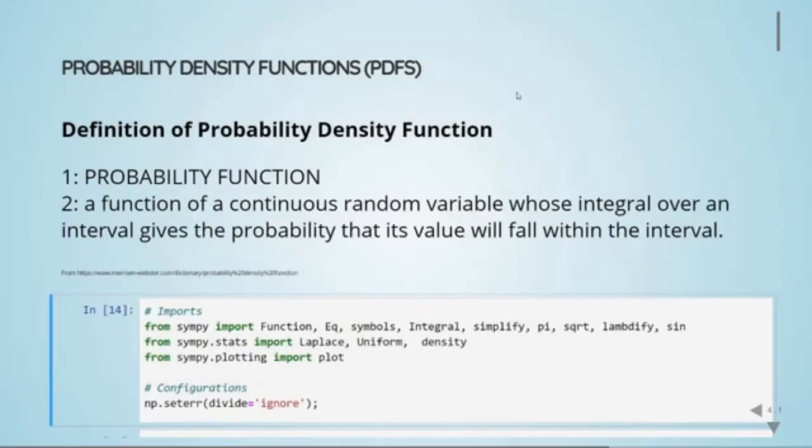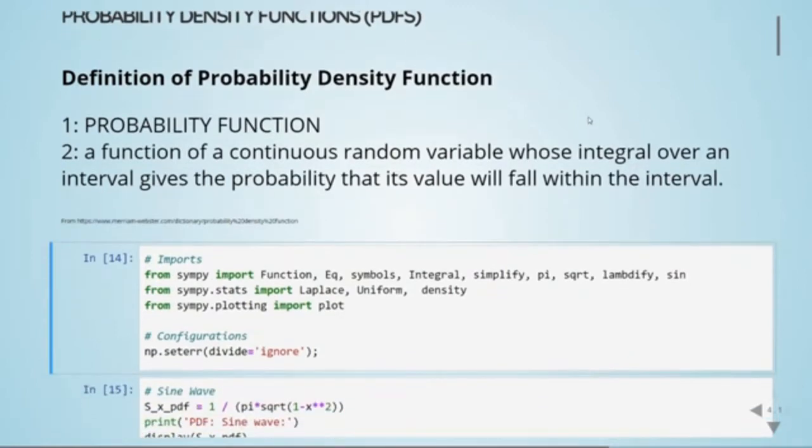We've seen the histograms, and now we can move to the probability density functions. So the probability density function is a function of a continuous random variable whose integral over an interval gives the probability that its value will fall within the interval. So let's see what that means by doing some examples.